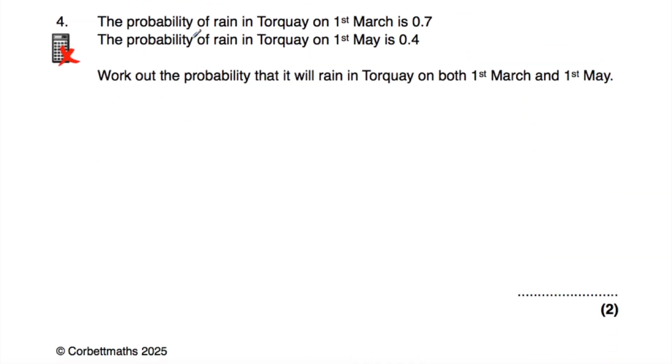So question number 4 says, the probability of rain in Torquay on the 1st of March is 0.7, and the probability of rain in Torquay on the 1st of May is 0.4. We've been asked to work out the probability that it will rain in Torquay on both the 1st of March and the 1st of May. So we want to find the probability of rain and rain. So the probability of rain on the 1st of March is 0.7, multiplied by the probability of rain on the 1st of May, which is 0.4.